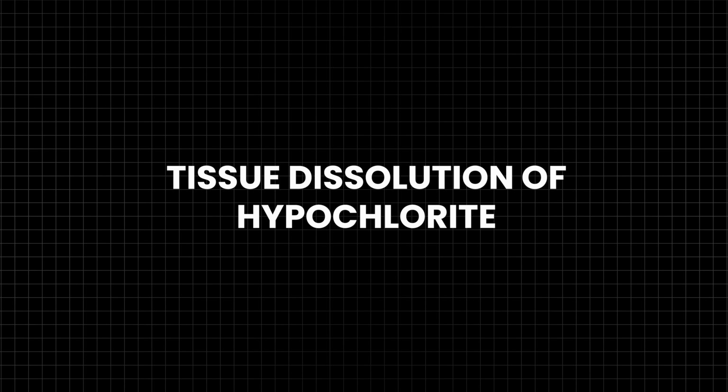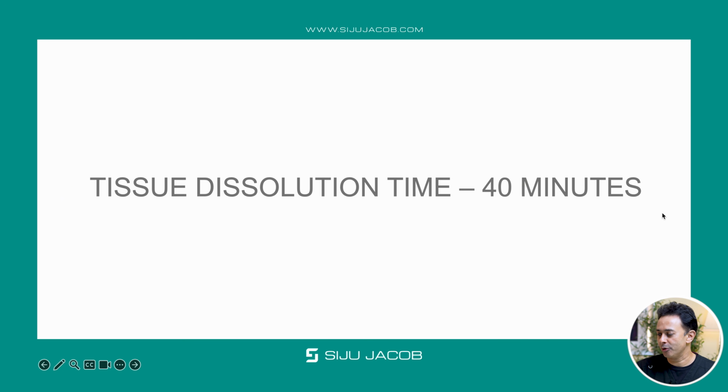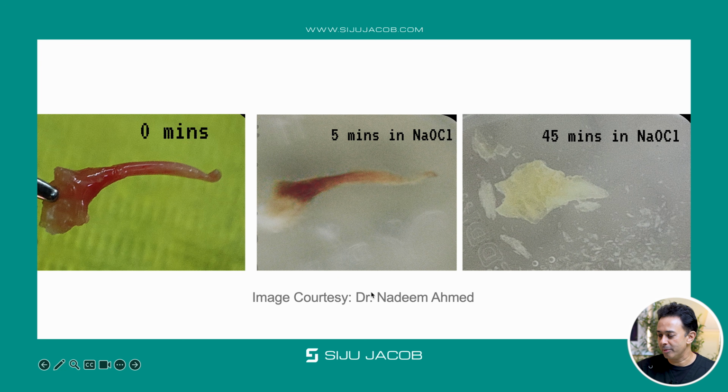One factor we need to consider is the tissue dissolution of sodium hypochlorite. So if you want sodium hypochlorite to completely digest pulp tissue, it usually takes about 40 minutes. These are some pictures shared by Dr. Nadeem Ahmed. You can see how the pulp tissue is when you remove it from the tooth. You insert it 5 minutes into sodium hypochlorite. You can see there's some amount of dissolution, but even at 45 minutes, there's still some debris. So one can't rely on sodium hypochlorite completely digesting pulp tissue.